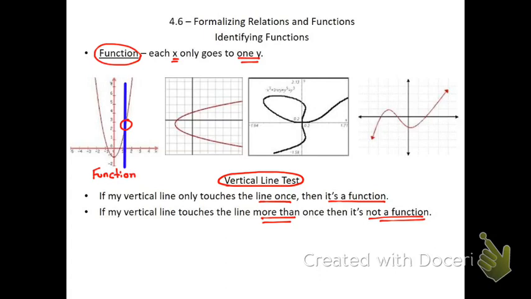The second example, if you make a vertical line anywhere on this graph, you're going to notice that that vertical line touches the graph in 2 points. If it touches it more than once, it's not a function. So this particular graph is not a function.